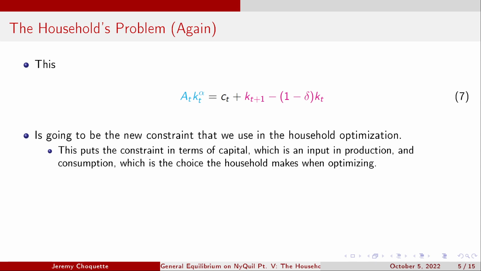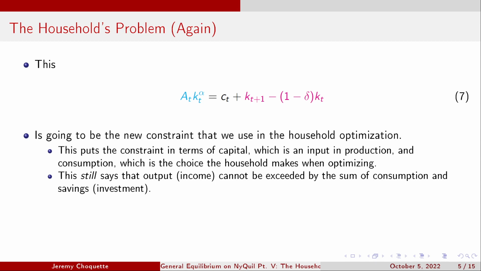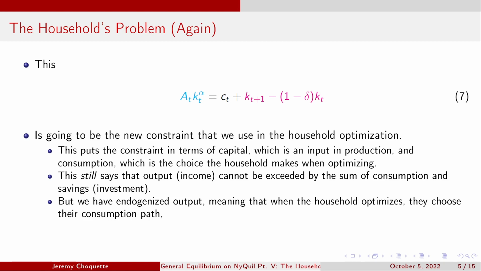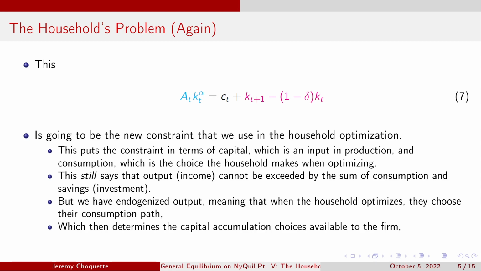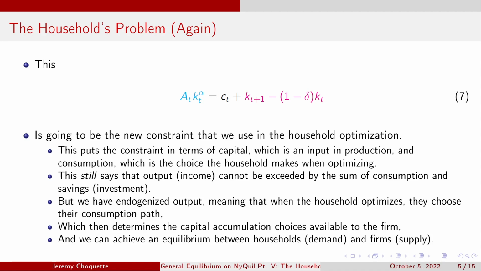So this right here is going to be the constraint on the household's optimization. They're going to want to maximize their utility subject to this constraint right here, which says the source of funds has to be equal to the use of funds. So this is still saying output, which is income, can't be exceeded by the sum of consumption and savings, which is now investment. So we've endogenized output, meaning that when the household's optimizing, they're choosing their consumption path, which determines the capital accumulation choices available to the firm.